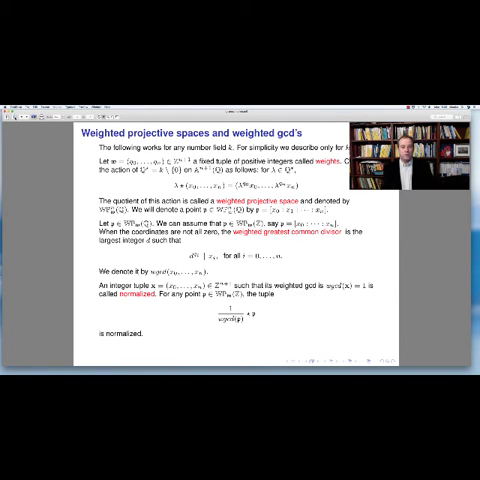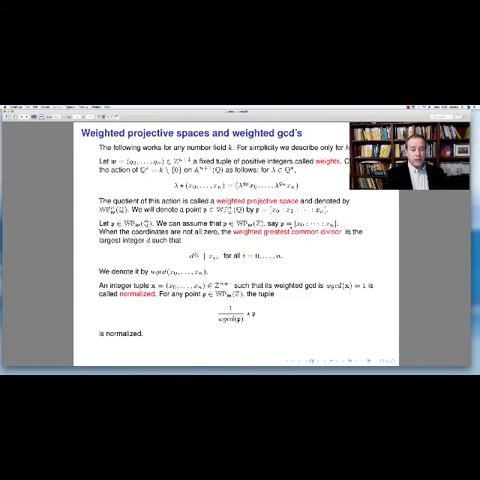Again, I won't go over weighted projective space one more time. This is the definition: you have the field K star acting on this set of tuples in the affine space, and the equivalence classes are the quotient of that action. You call it a weighted projective space. It is important here to define what we call the weighted greatest common divisor.